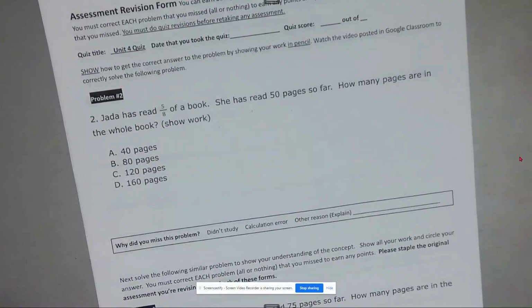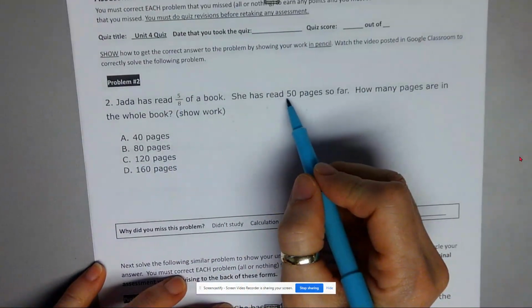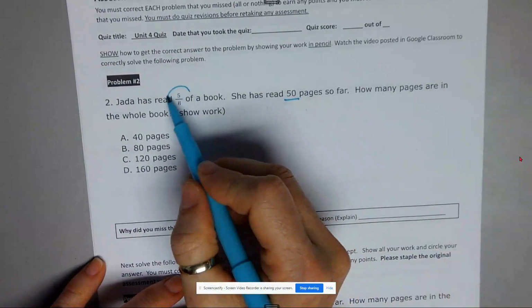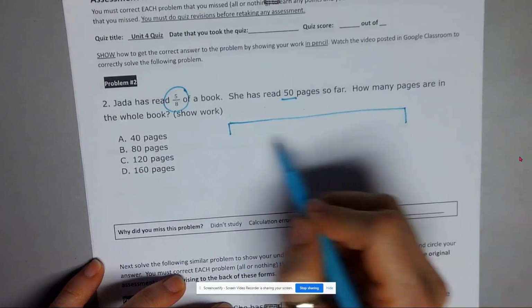All right, next problem. Jada has read 5/8 of a book. She has read 50 pages so far. So I'm going to draw this. I have 8 boxes.